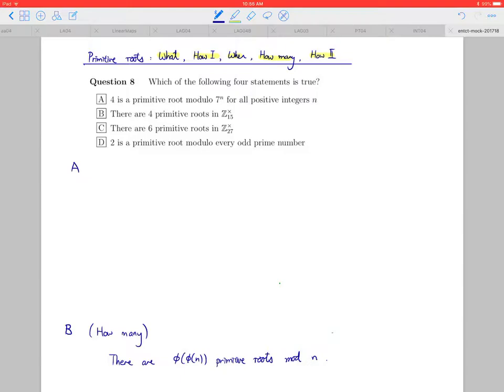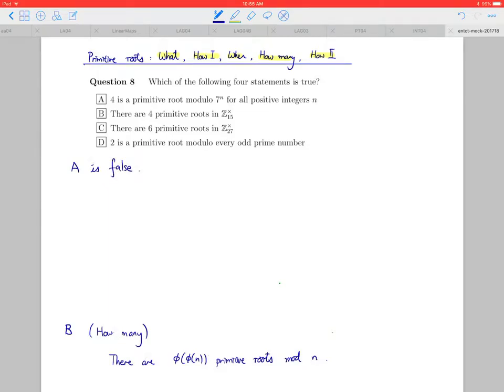Let's look at this question. Which of the following statement is true? Statement number A, 4 is a primitive root modulo 7 to the n for all positive integer n. Of course, you can check by using the method that I introduced last time by checking whether 4 is a primitive root modulo 49 and then to deduce whether it's a primitive root modulo all the powers of 7. But a faster way to do it is the following. A is indeed false.